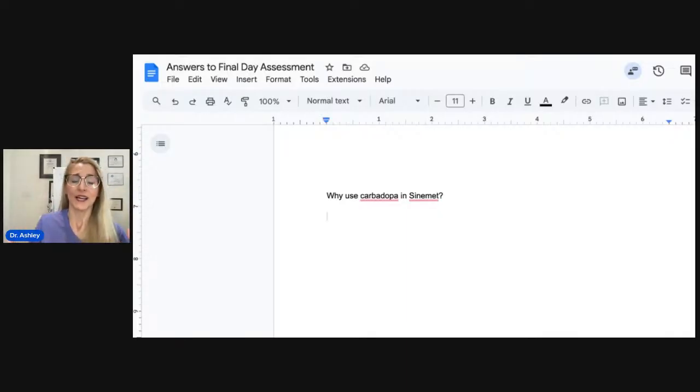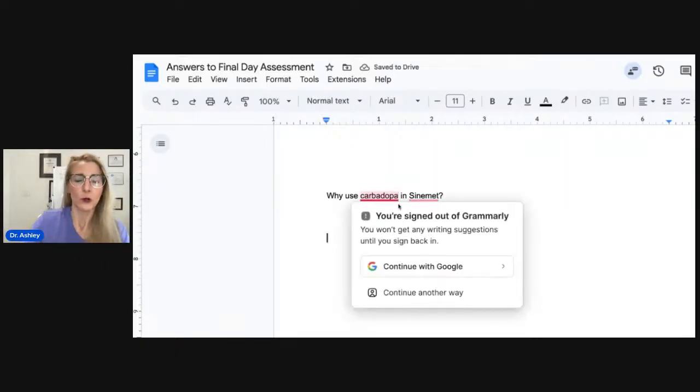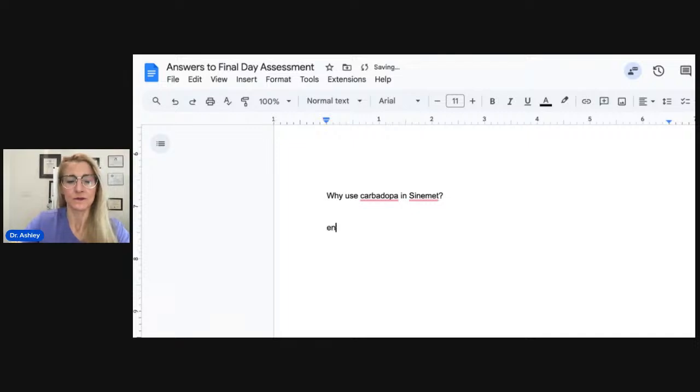So yes and no, because when you hear off period, you should think of the COMT inhibitor entacapone. So we have carbidopa as an enzyme inhibitor to inhibit the breakdown of levodopa. And then we have our COMT inhibitor, and our COMT inhibitor is called entacapone.